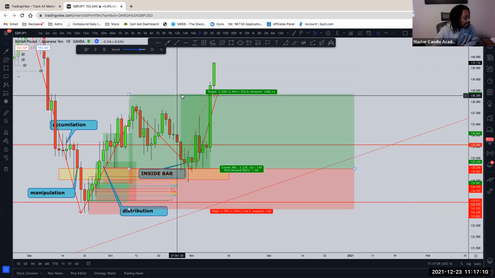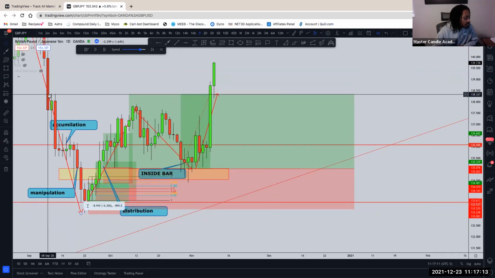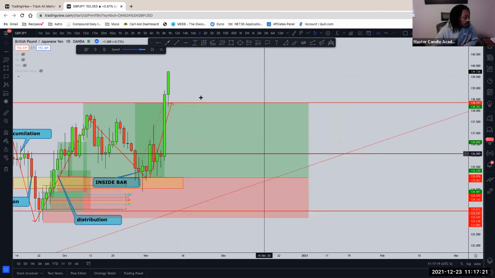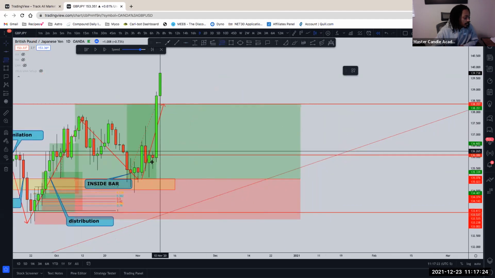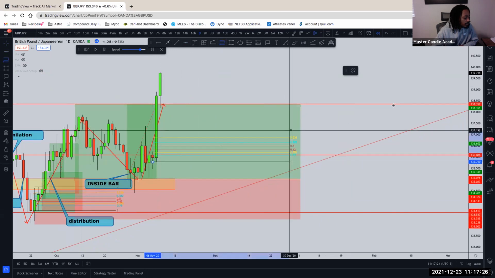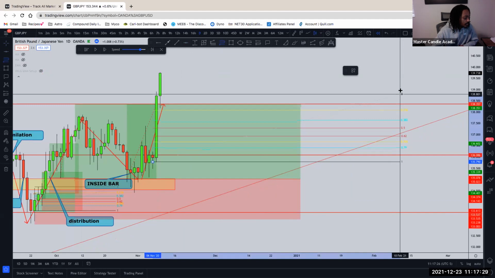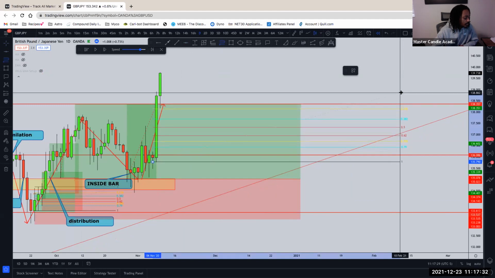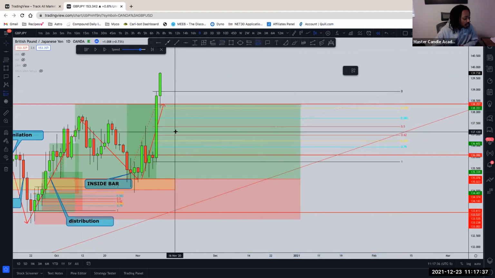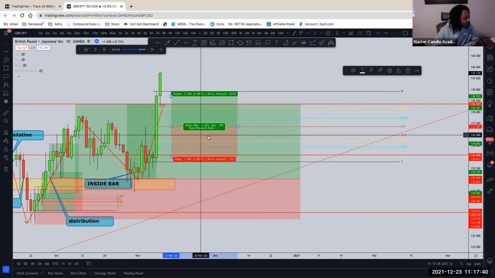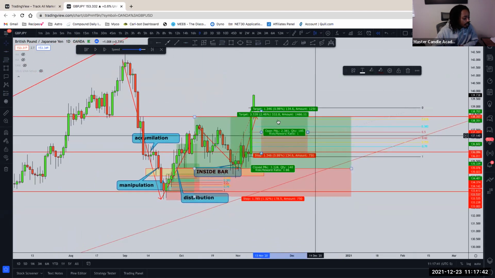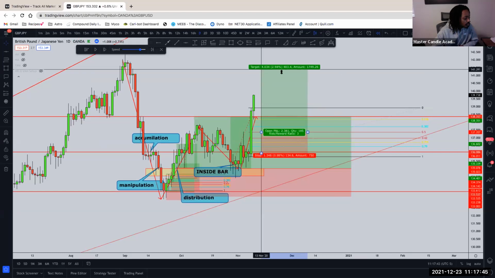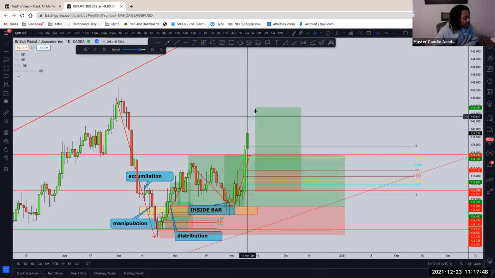So look, we came exactly to the level I said we were going to come to. Price closed right above that level. So when price closed above that level, it gave us a new zone. When in doubt, fib it out. Let's see if price wants to come give me 50%. Next level would be the completion of the orders.